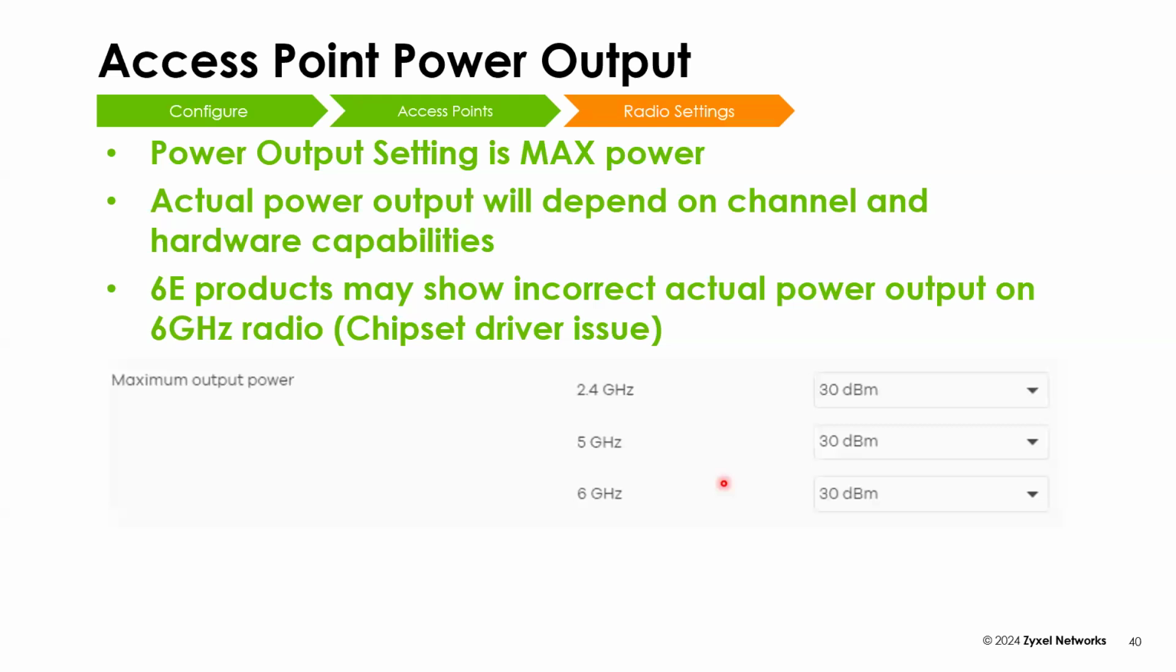When it comes to 5 and 6 gigahertz channels, some channels have FCC caps that limit the output power based on the channel you're using. So that's another reason you may see a lower output being broadcast than what you have set here. And then lastly, our 6E products. At least in the past, I have not confirmed if this is still an ongoing issue, the 6E products were incorrectly reporting their power output on the 6 gigahertz radio due to a chipset driver issue. And I don't know if that chipset driver issue ever got solved.